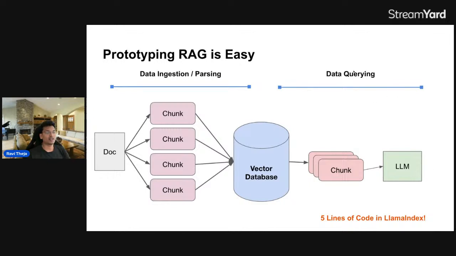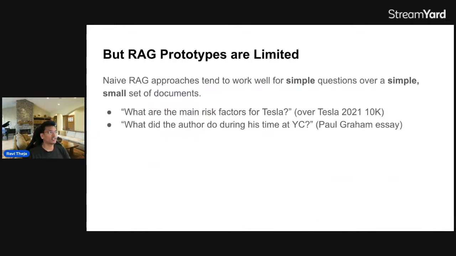And then in the data querying stage, given a query, it retrieves some of these chunks and sends them to the LLM and generates a response. So this is a pretty simple RAG stack. Within just 5 lines of code, you can start working on your RAG application. But then these prototypes are very limited.